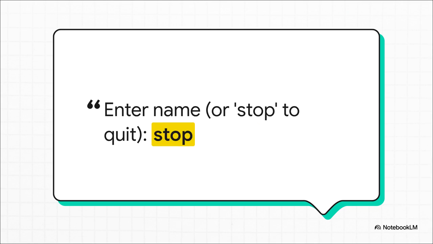Okay, but now the user types stop. Our loop's condition is probably something like while input does not equal stop. Well, now the input is stop, so the condition is now false, and boom, the loop just stops. Cleanly, no fuss. It's a fantastic way to hand the controls over to your user.